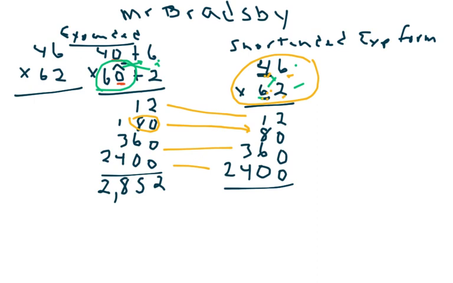Well, let's check and make sure we get the same answer. Everything's the same, so we should. 1 and 8 is 9, and 9 and 6 is 15. Again, carry 100 over, because this was 150, so we carry the hundreds over. 3 and 1 is 4, and 4 and 4 is 8, so 2,852. Yep, we get the same answer.